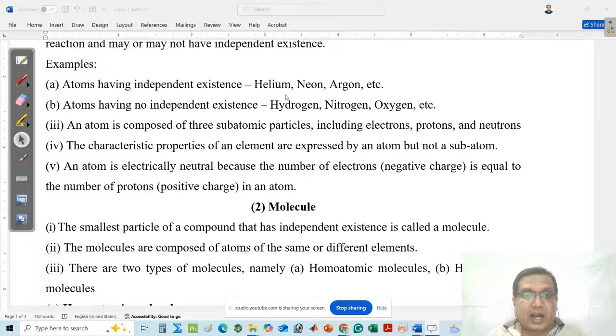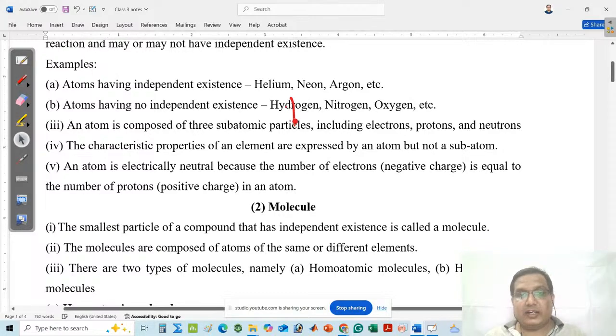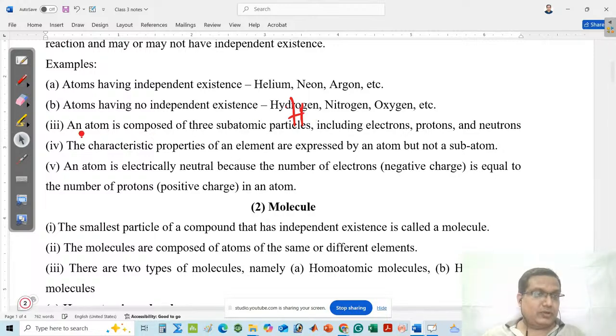Here, the valency shell does not contain eight electrons or two electrons. That's why they are said to be unstable. That means they want to become stable with the help of another atom. You can't write hydrogen as a single hydrogen atom. It is always present in molecular form, that is H2. You can write here H2.